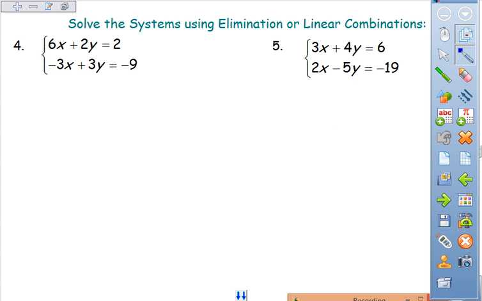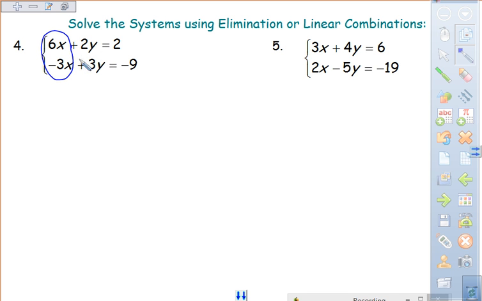Let's practice some more like that. Solve the system using elimination or linear combinations. Again, we're looking for opposites. So I see 6 and negative 3, and a 2 and a 3. If I found opposites in the x's, I'm looking for the least common multiple, so I think that would be 6 and negative 6. So I would just have to multiply the bottom equation by 2. If I did the y's, I think my LCM is again going to be 6. I'd have to multiply the bottom equation by 2 and the top equation by 3.